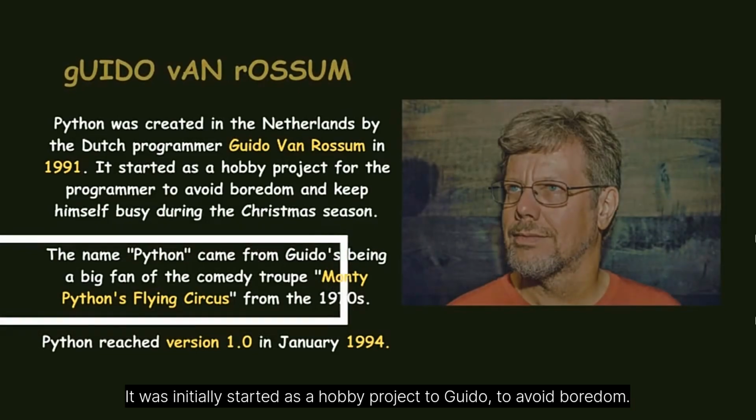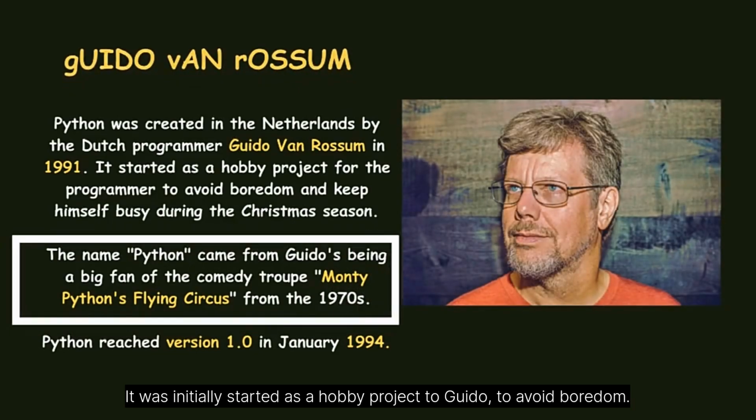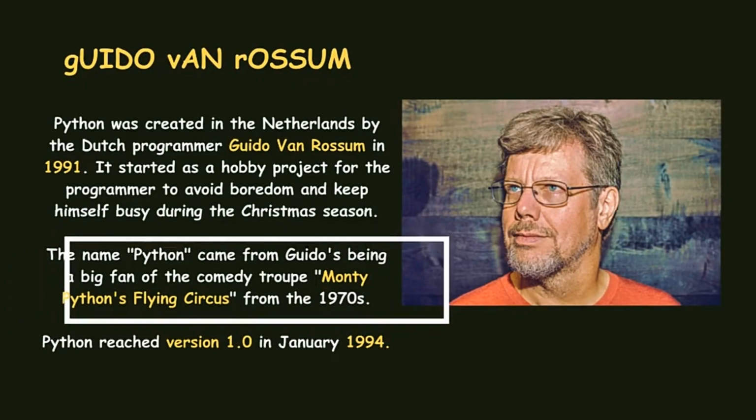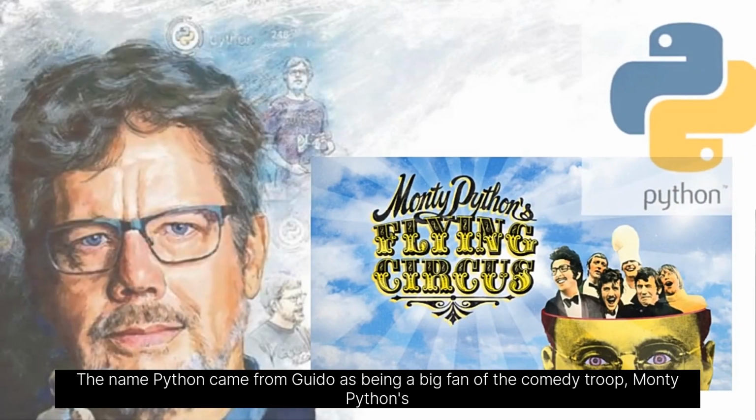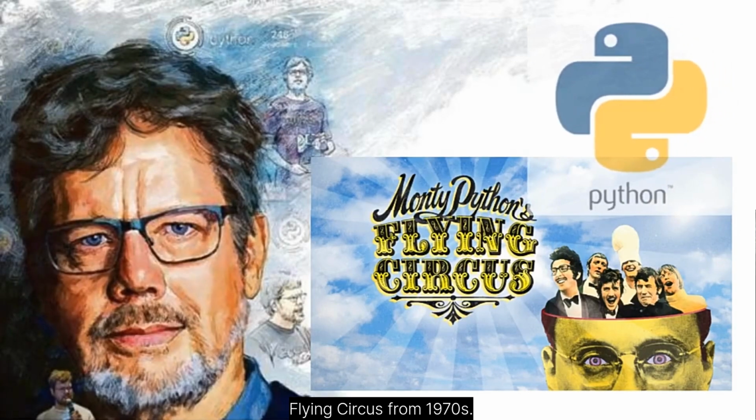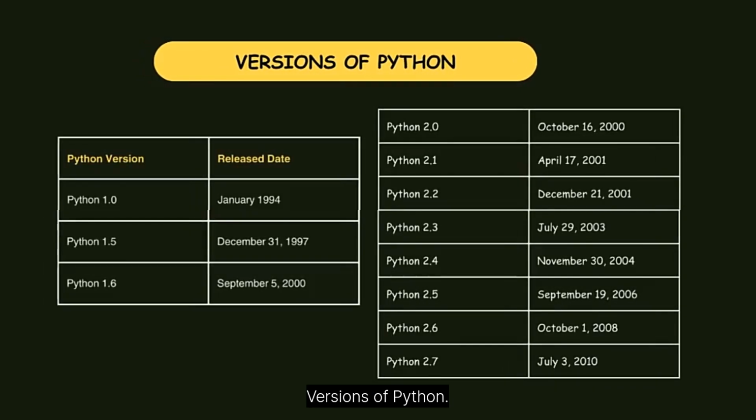It was initially started as a hobby project by Guido to avoid boredom. The name Python came from Guido being a big fan of the comedy troupe Monty Python's Flying Circus from the 1970s. Versions of Python.